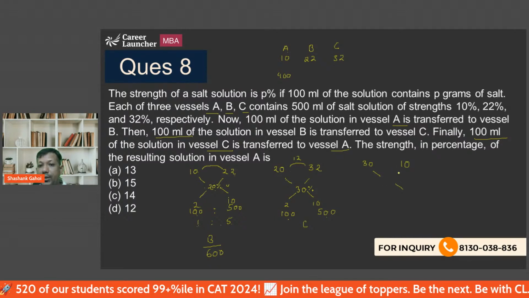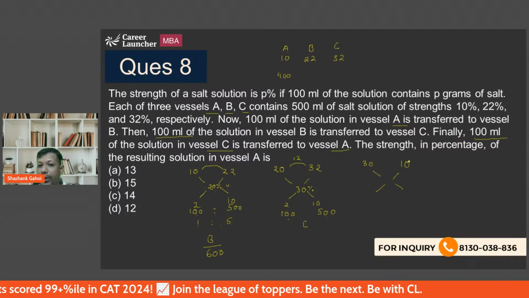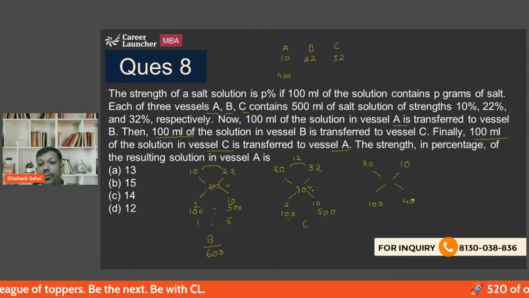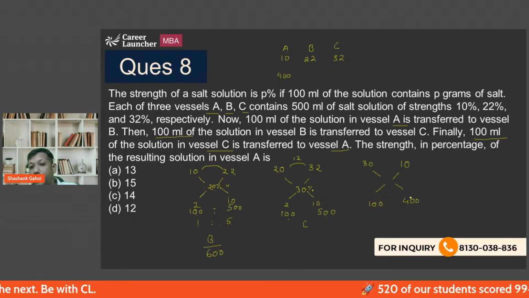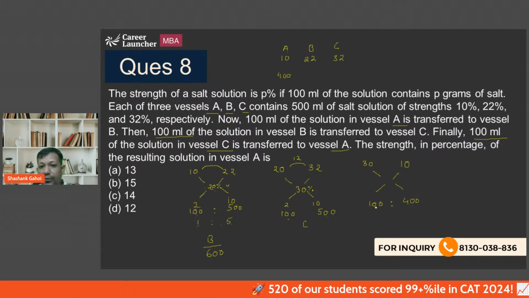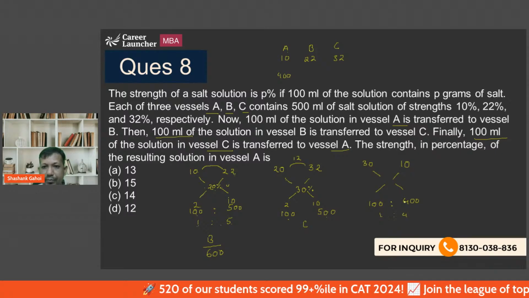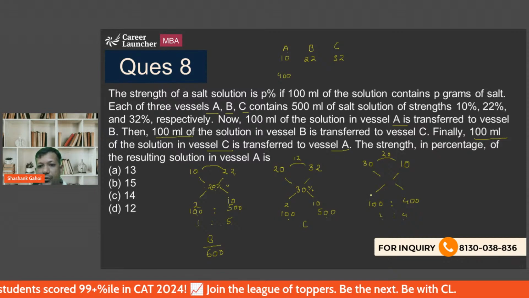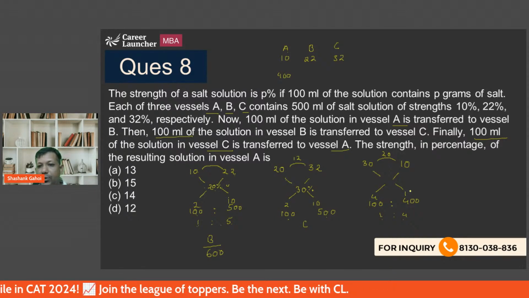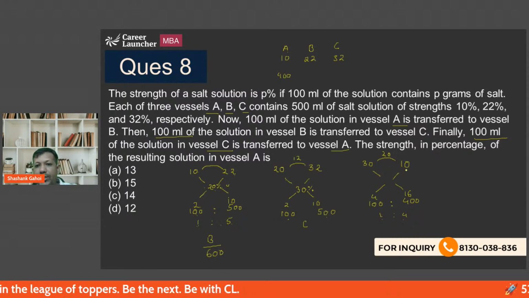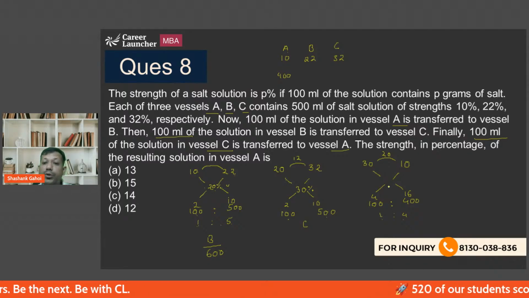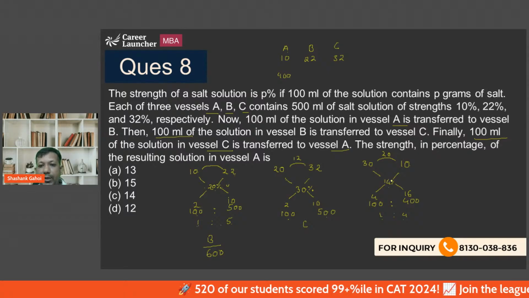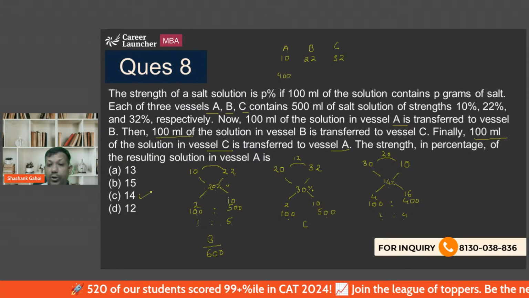Now, what is the quantity being added to A? That is 100 ml. What is the quantity A currently has? That is 400, because initially 100 ml was moved from A to B, right? So the ratio comes out to be 1 is to 4. The difference is 20. So break 20 in the ratio of 1 is to 4. This value is going to be 4 and this value is going to be 16. So the final concentration is going to be 4 more than 10 and 16 less than 30. So this is going to be 14%. The answer to this question is option C.